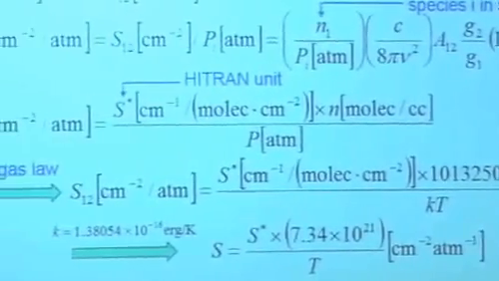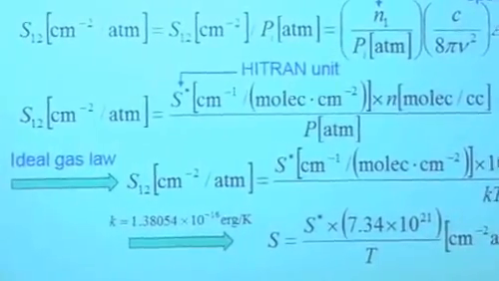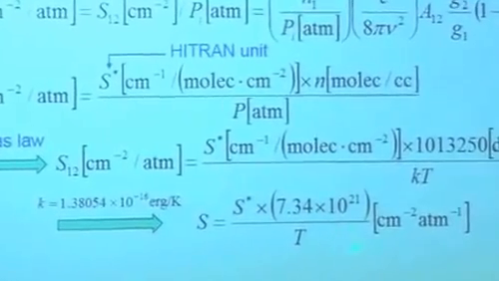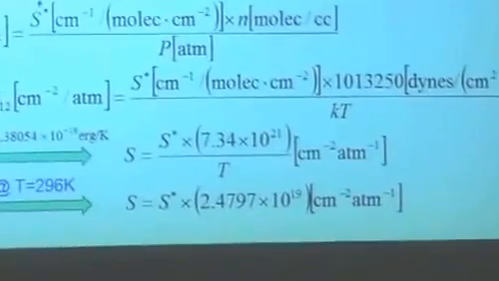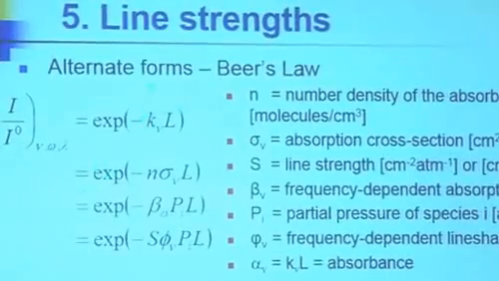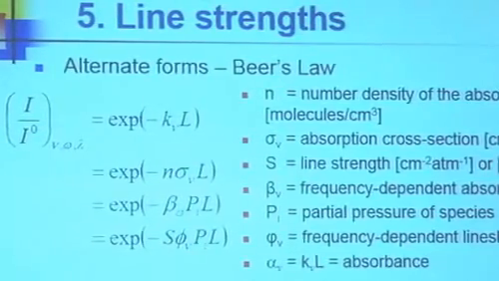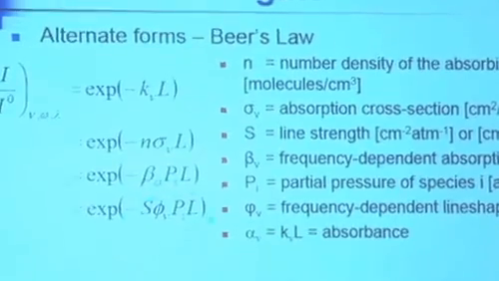So S in my units of centimeters to the minus 2 per atmosphere is some multiplier times a temperature dependence floating around. So you have to be really careful about these line strengths and the units that you have. Okay, Beer's law takes different forms: e to the minus k nu L, or sigma L in terms of cross section, a lot of different forms. The exponent in all these is dimensionless. There are no dimensions.